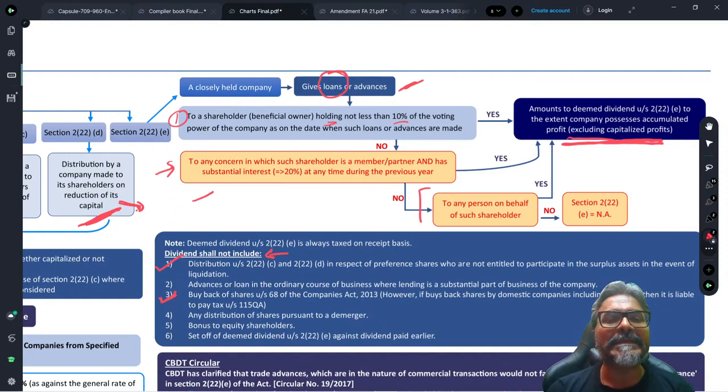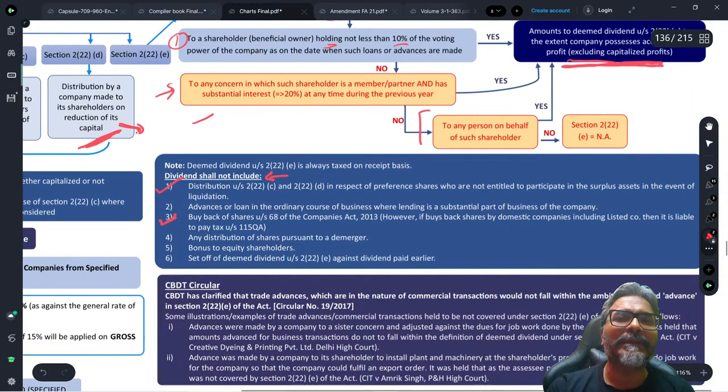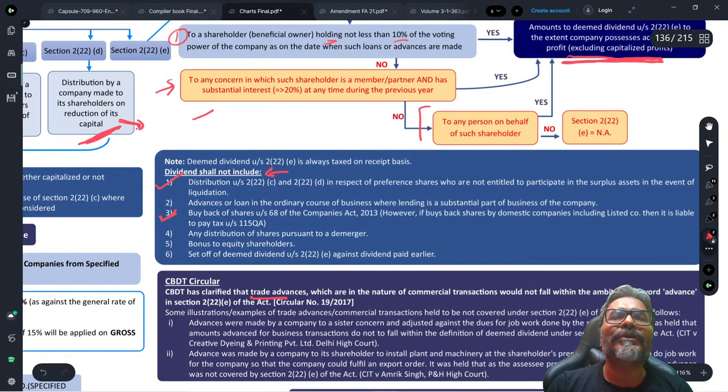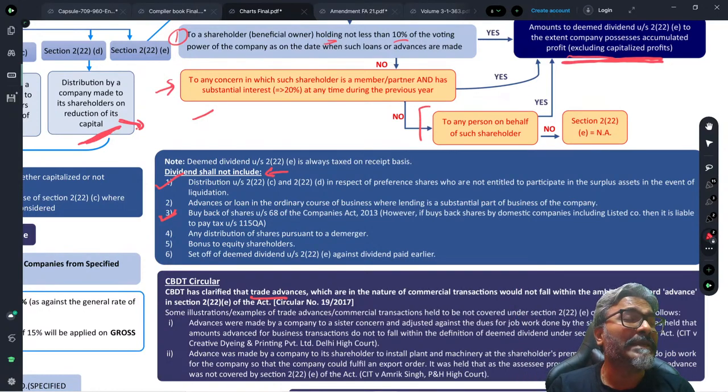And point number two, students, be careful. In the case of advances, if the advance is in the nature of trade advances or commercial advances, then in that case, so for example, I am a shareholder in that company and the company has appointed me to undertake a works contract, for which it is giving me the advances. So in that case, will they deduct TDS under section 194 or 194C?